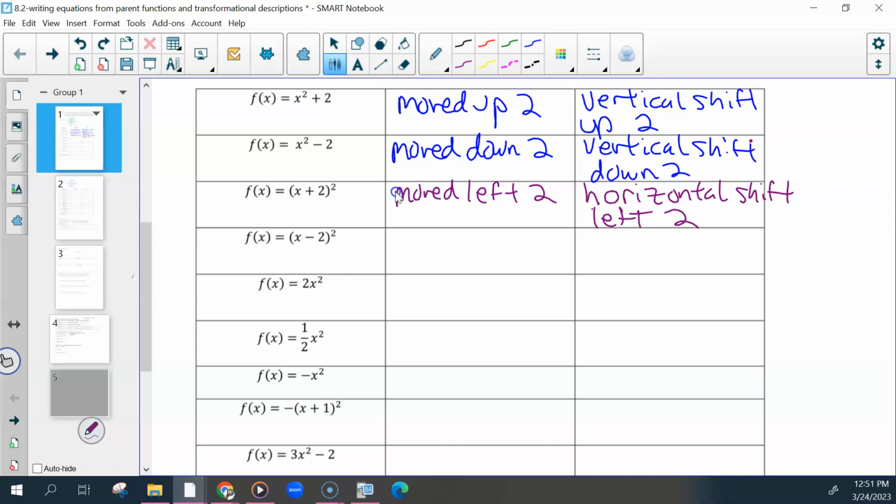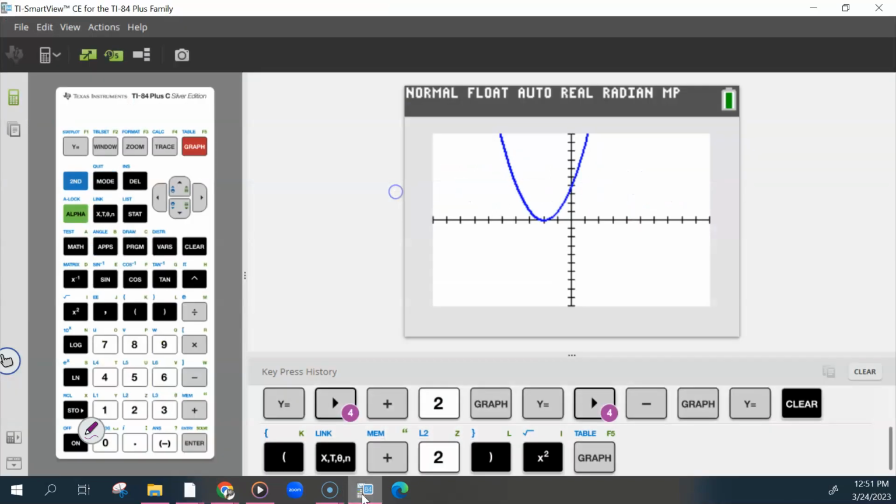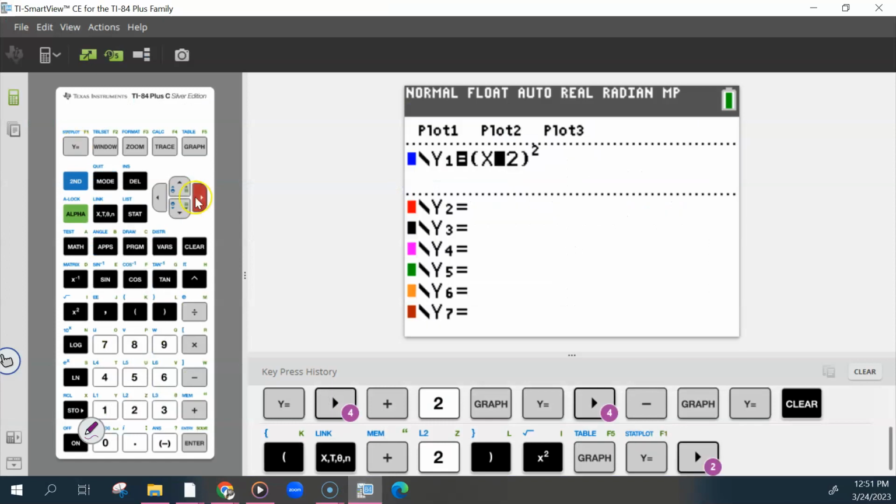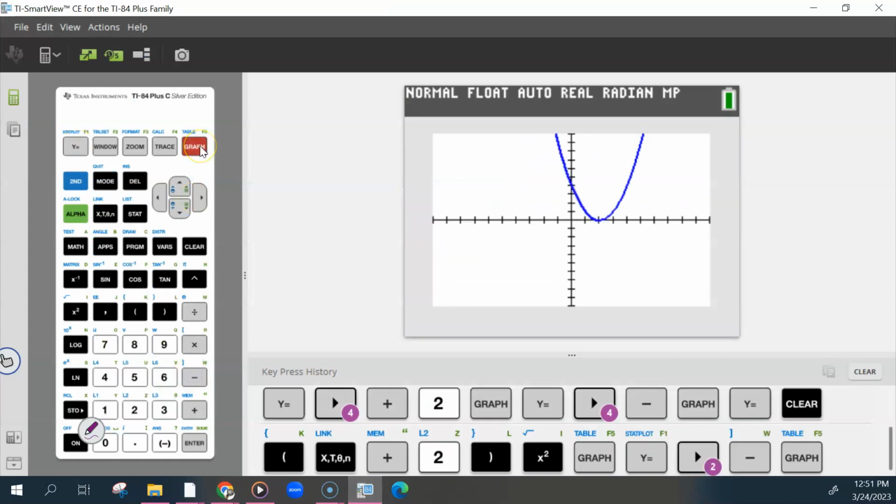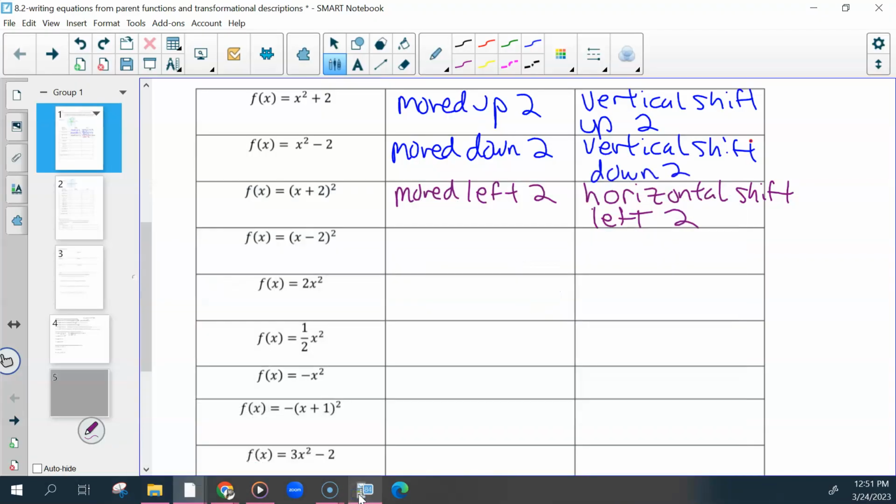So then the next one most likely is going to do what? Yeah. So I'm going to graph it just so you see it. But it did move to the right. So then that would be the opposite, horizontal shift right 2.